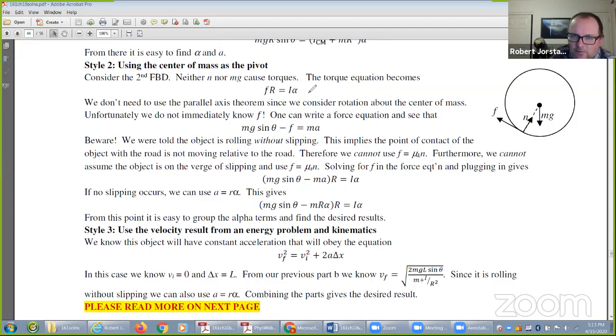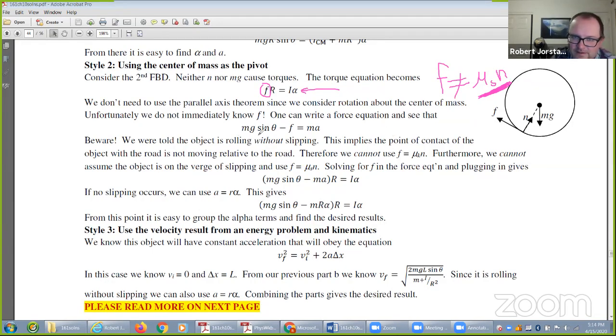Okay, here, this works great, but the problem is I don't know what friction is, right? And in fact, friction is not mu static times the normal force. This equation is only true if it's on the verge of slipping, but this is rolling, not on the verge of slipping. So it's like, well, that's just not going to be true for most problems. So what do you have to do?